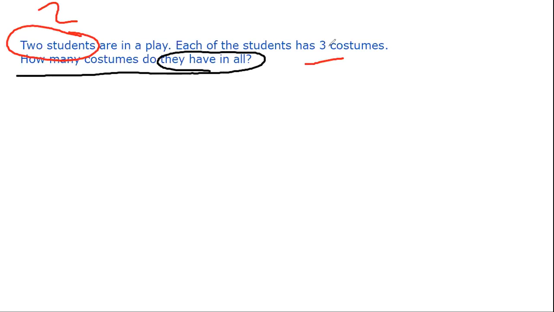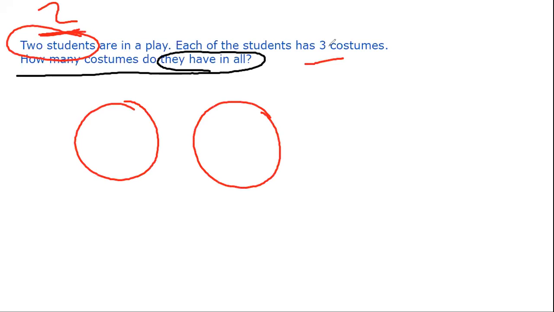So one thing I can do is draw equal groups to show me how many they have in all. I'm going to draw two groups, one for each student. One, two. Here's student one, and here's student two. Okay? Each one of the students has a total of three costumes. That means in each group, I'm going to draw three costumes or three counters, three for each student.